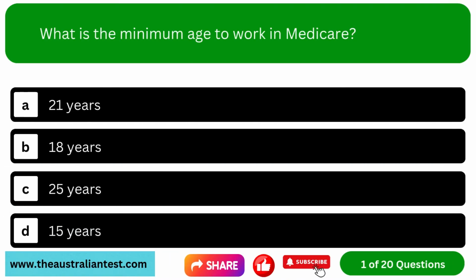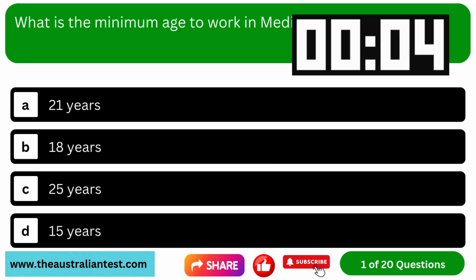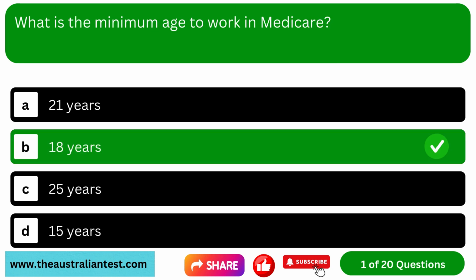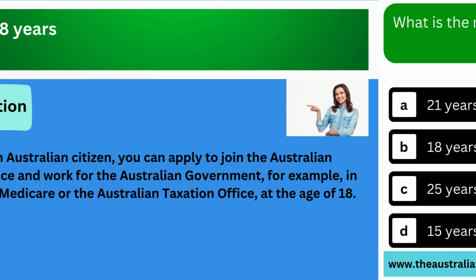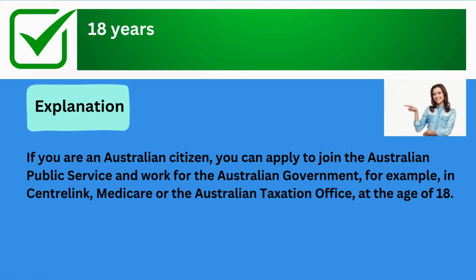Question 1. What is the minimum age to work in Medicare? Option A, 21 years. Option B, 18 years. Option C, 25 years. Option D, 15 years. The correct answer is 18 years.